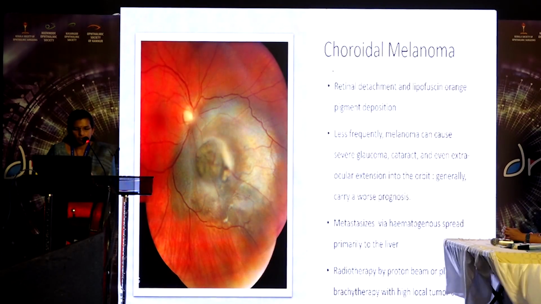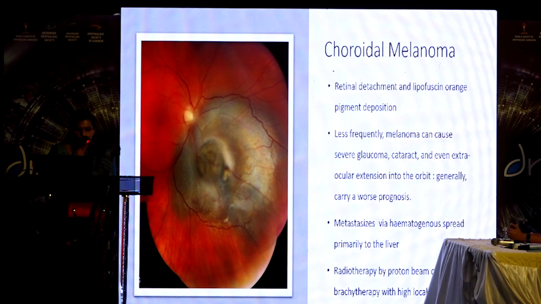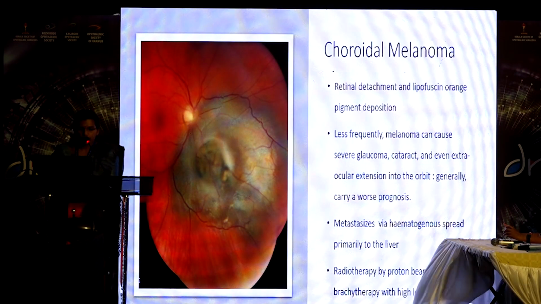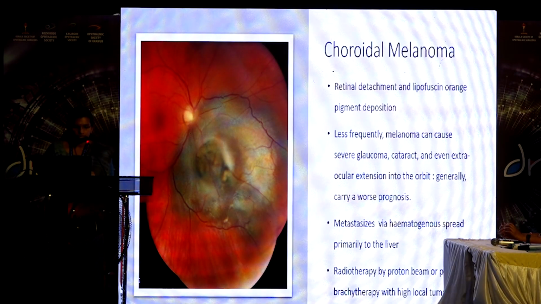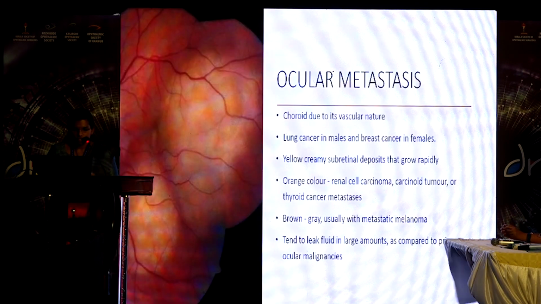And the common metastasis will be into the liver through the hematogenous spread. The treatment options are radiotherapy by proton beam or plaque brachytherapy with a high local tumor control and a 90% of the salvage rate.